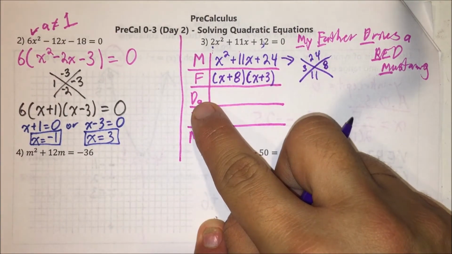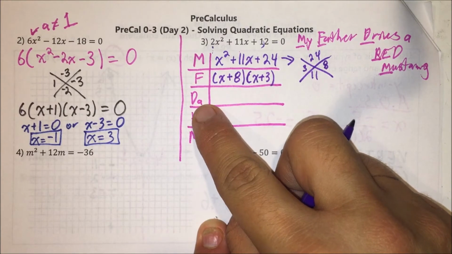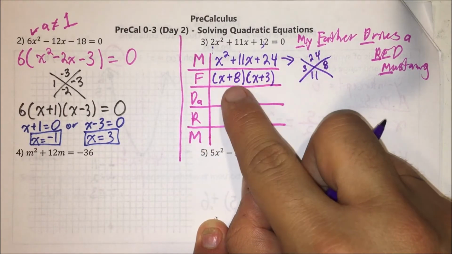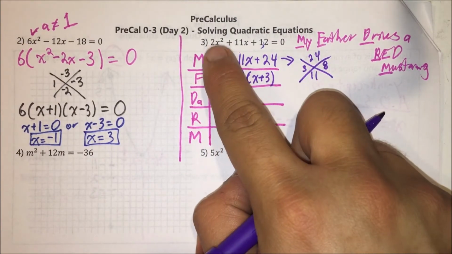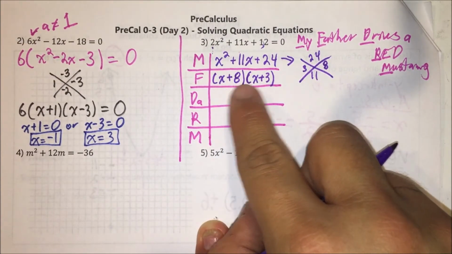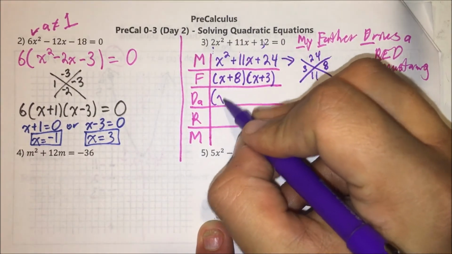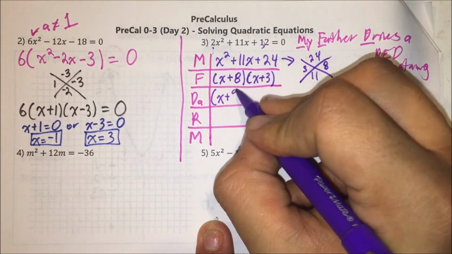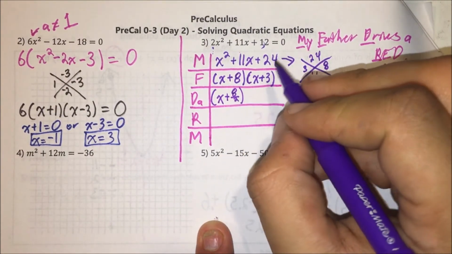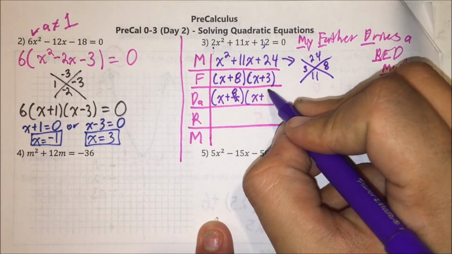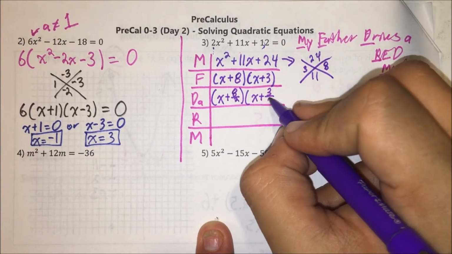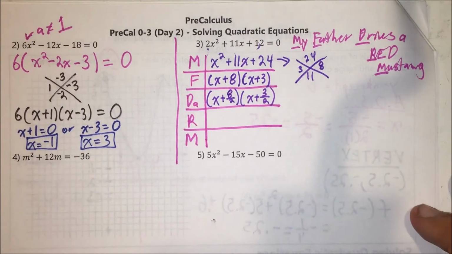Divide, so D, that means we're going to take the numbers 8 and 3, the numbers in this spot right here, and we're going to divide them by the a term, which was in our original equation. So we're going to say 8 divided by 2. And over here, we're going to take the 3 and divide it by 2 as well. Cool.